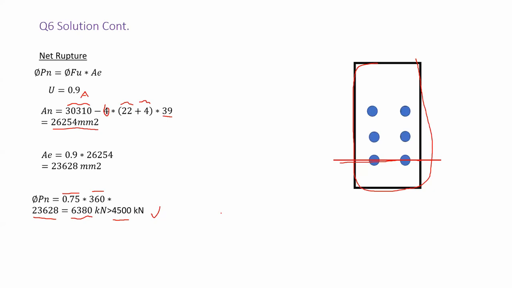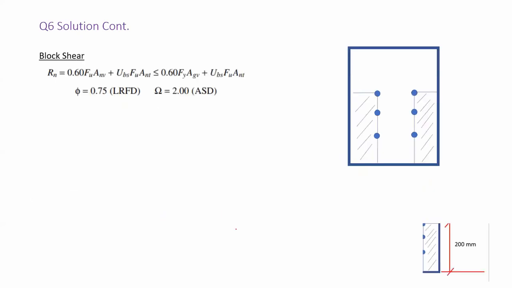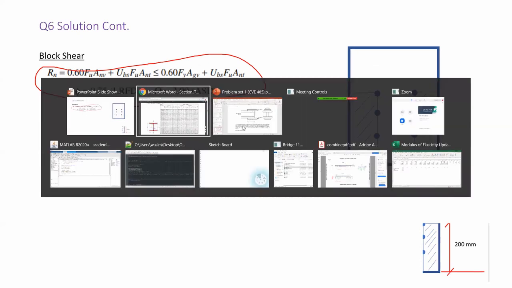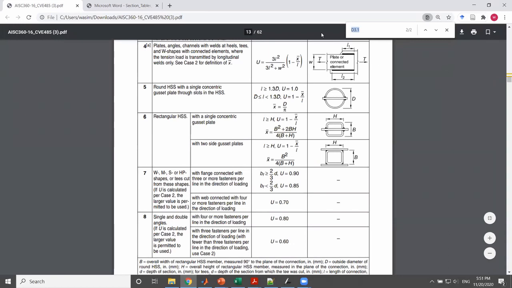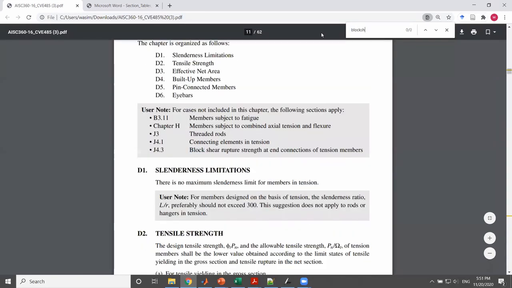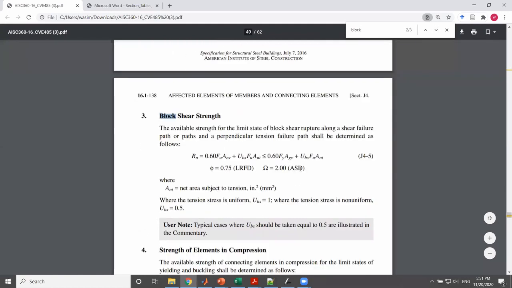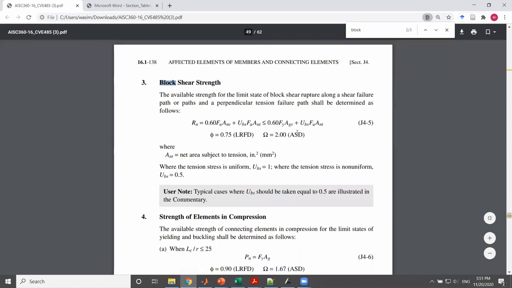Now the last check is the block shear. Now coming to the block shear, we have this equation provided to us from AISC. So in the AISC, where you can find this equation, let me show you. You can basically search, control find, block shear. Okay, not this way, let's try block. So here is the equation, page 49.